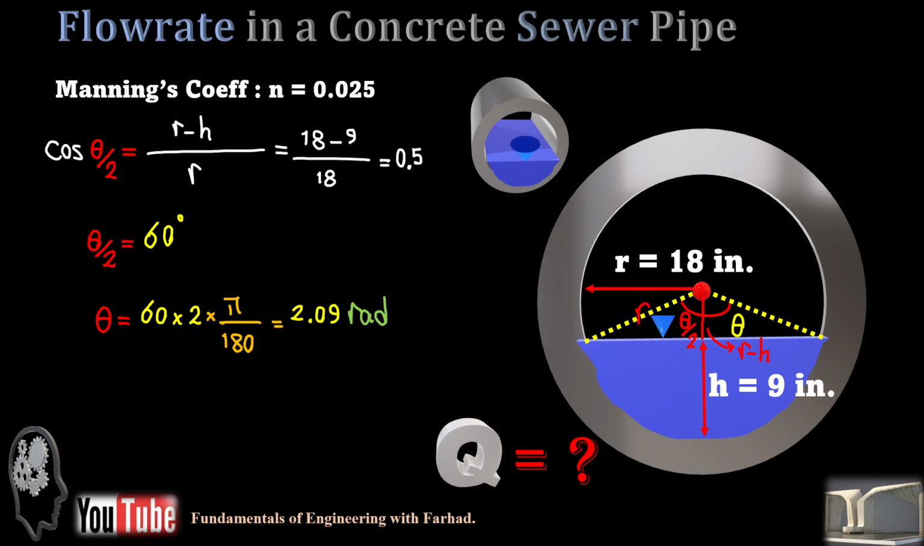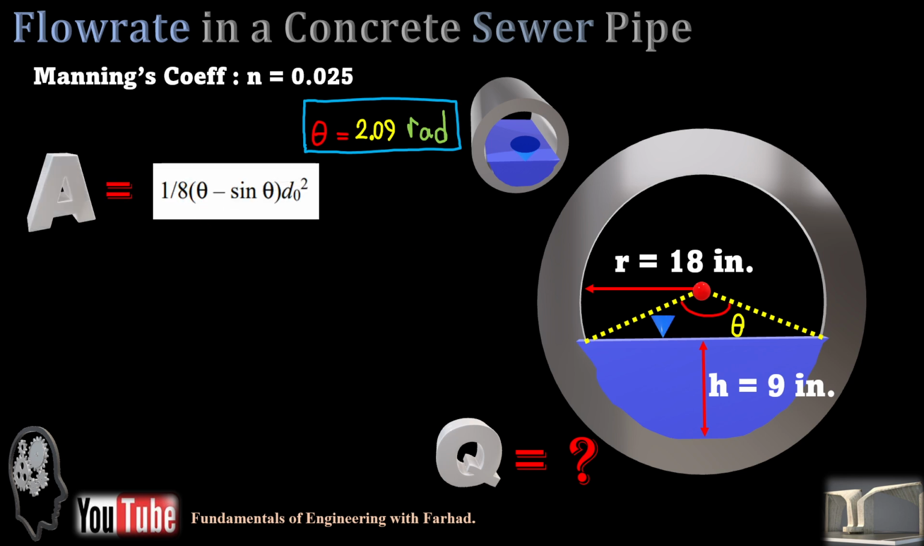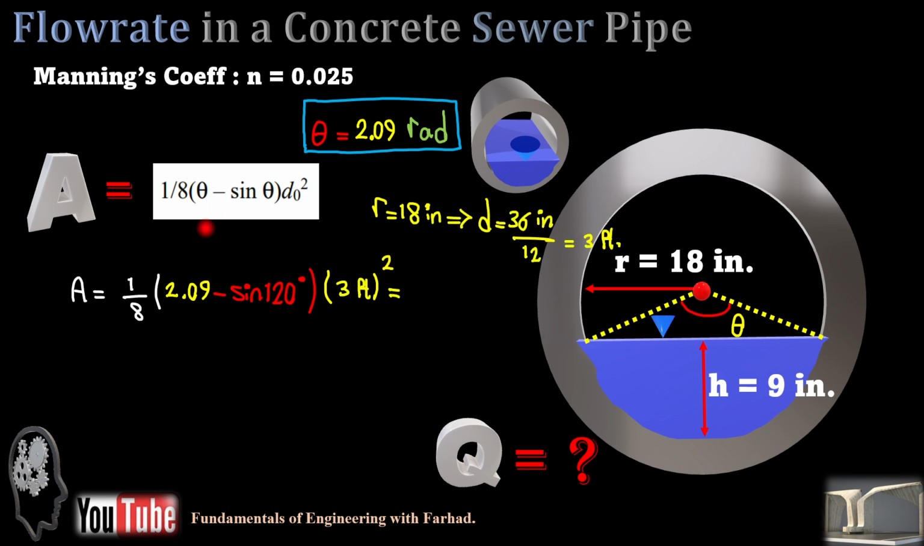Then theta is 120 degrees. Don't forget to convert theta to radians, so multiply that by pi over 180, and it gives us theta equal to 2.09 radians. As soon as we have theta, we can calculate the area, and that's 1 over 8 times theta minus sine of 120 degrees, times d squared. If the radius is 18 inches, the diameter is 36 inches. Don't forget to convert that to feet because we want Q in cubic feet per second. So 36 inches converted to feet is 3 feet, and it gives us area is 1.38 feet squared.